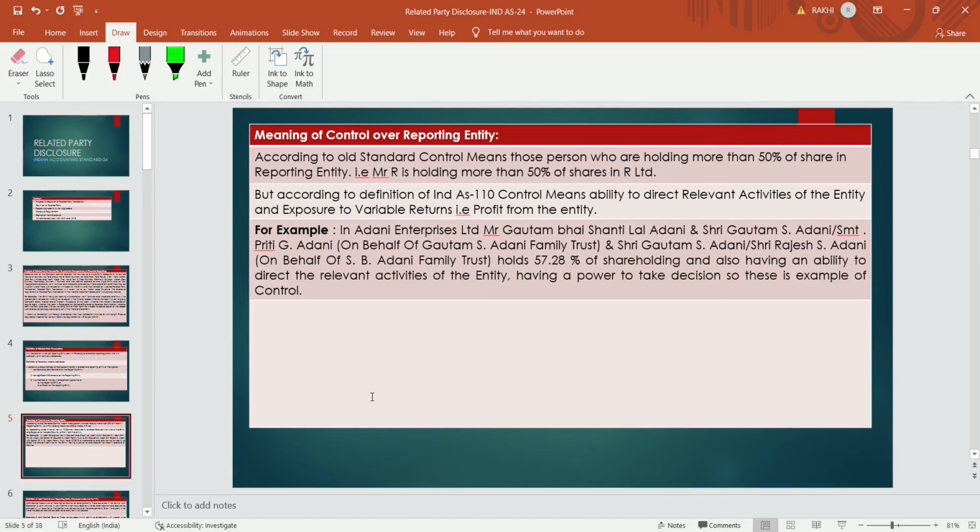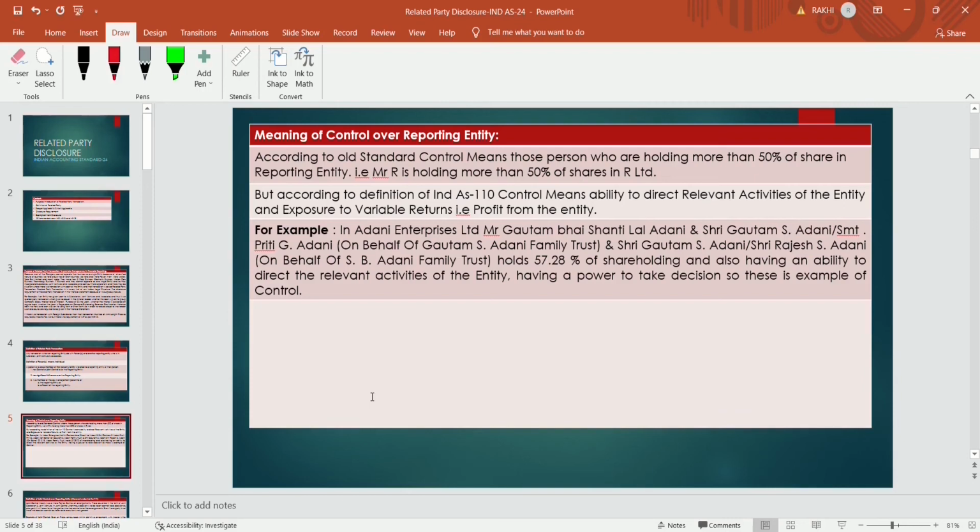But according to the definition of Ind AS 110, control means the ability to direct the relevant activities and operations of the entity, and the exposure to variable returns, that is, the profit from the entity. What profit they get from the entity, how they operate the entity, how they control the entity, the relevant activities of the entity. They have the ability to do that. This is the meaning of control as per Ind AS 110.